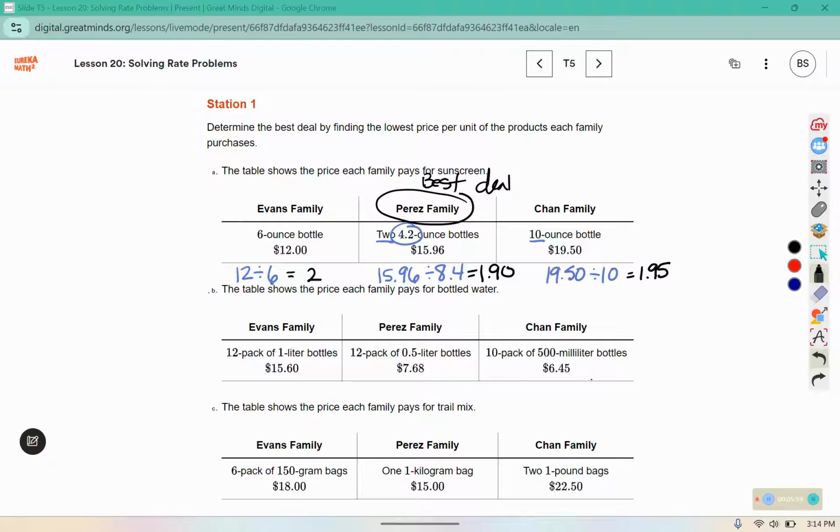Again, you can pause the video here and try part B and part C. And then in just a couple of seconds, I'll pop up the answers to those so you can check your work.